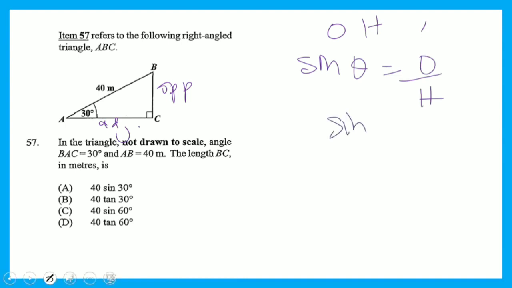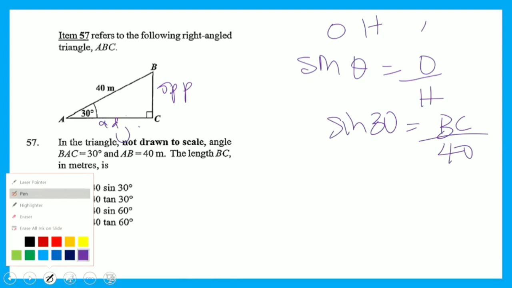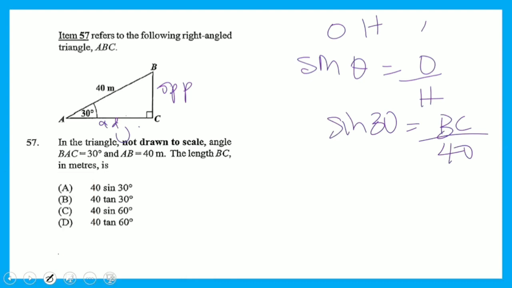All right, so sine 30 degrees is equal to BC over the hypotenuse, which is 40. Clearly, we don't need to work out what sine 30 is, because we see that it still remains in one of our answers. All right, multiplying both sides by 40, we get BC is equal to 40 sine 30, and our answer is A.